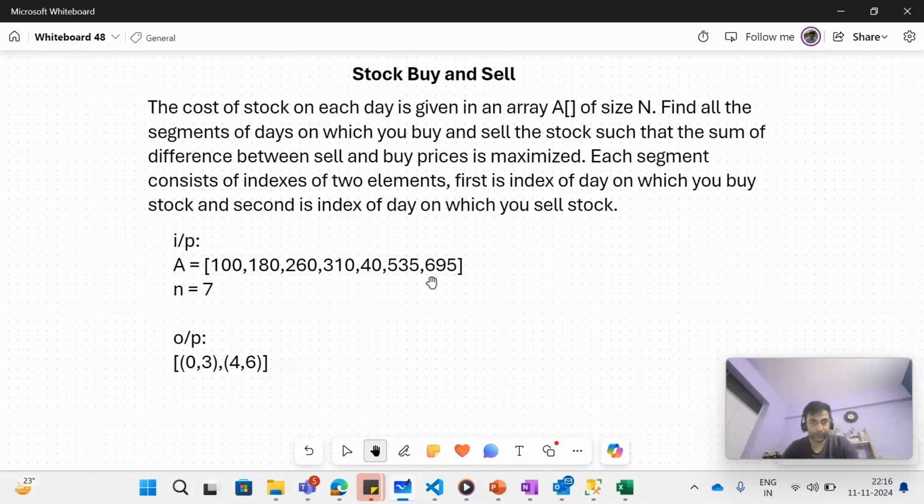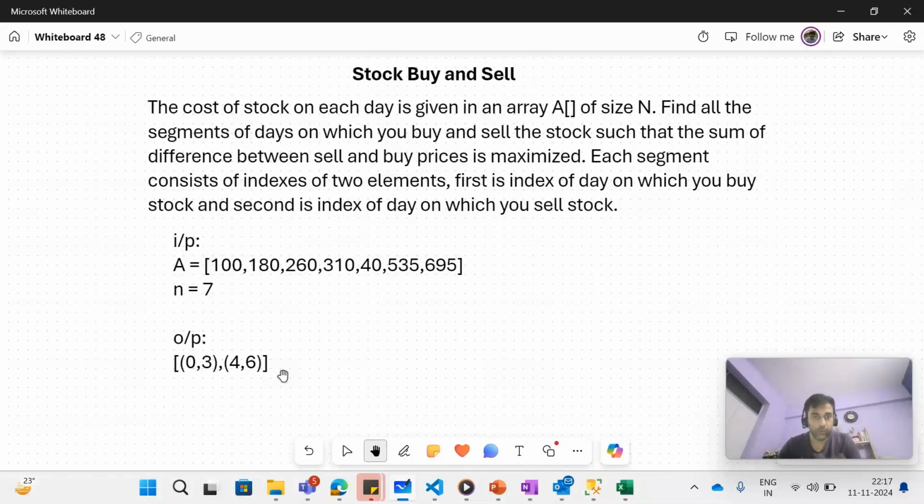Also, in the output, we need to return an array of all these segments. So for example, as we saw, we buy at 100 and sell at 310 over here, so I just return 0 and 3 as the segment indices. Then I buy at 40 and sell at 695. Again, that segment I return as a different tuple in this array. So that's what we need to return, all these segments in an array, the starting and the end index of all these segments. So that's the question.